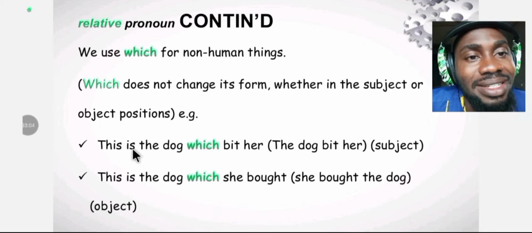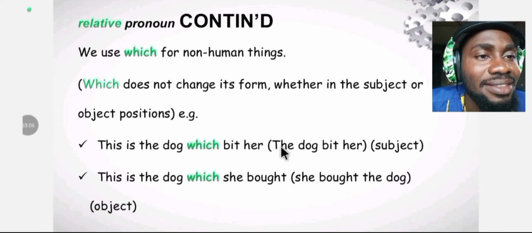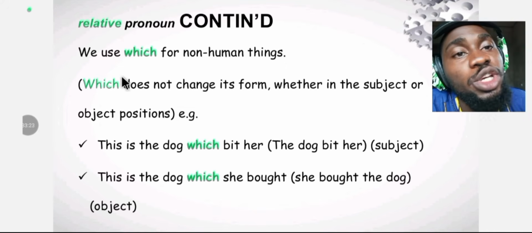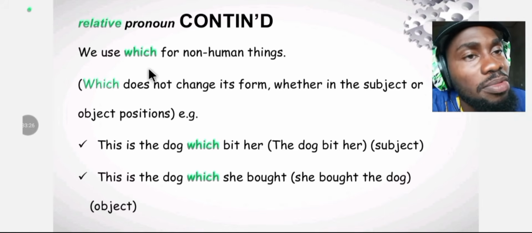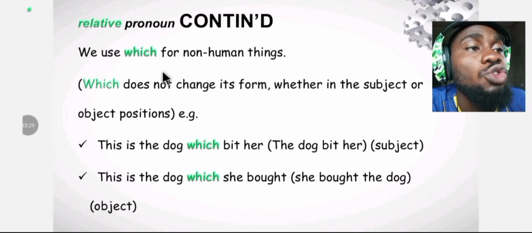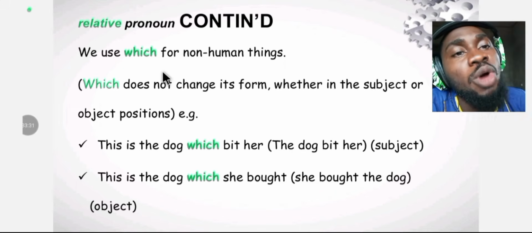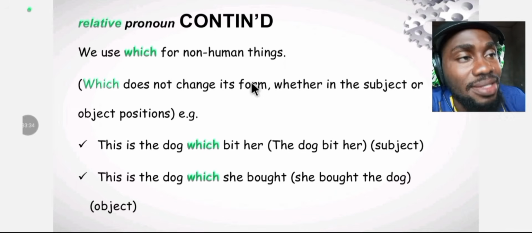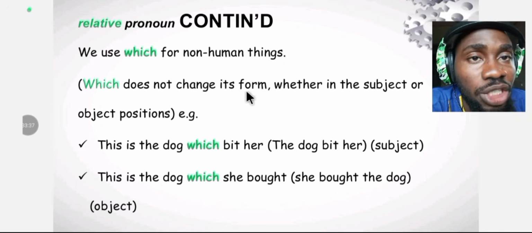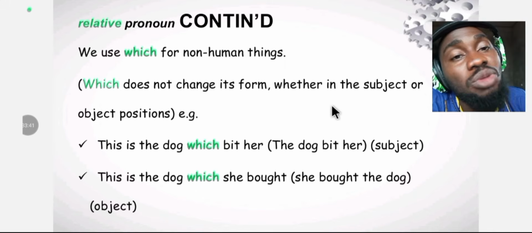For example, this is the dog which bit her. Just have it at the apex of your mind that we use who and whom for humans, but we use which for non-human things. Anything that is not human, we use which. Which does not change its form, whether in the subject or the object position.